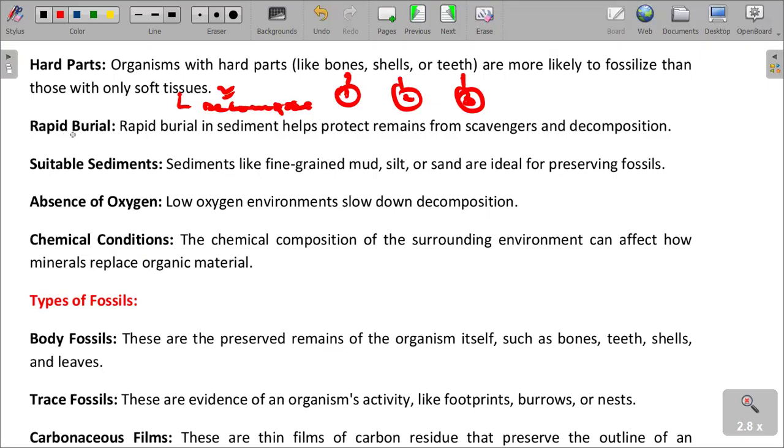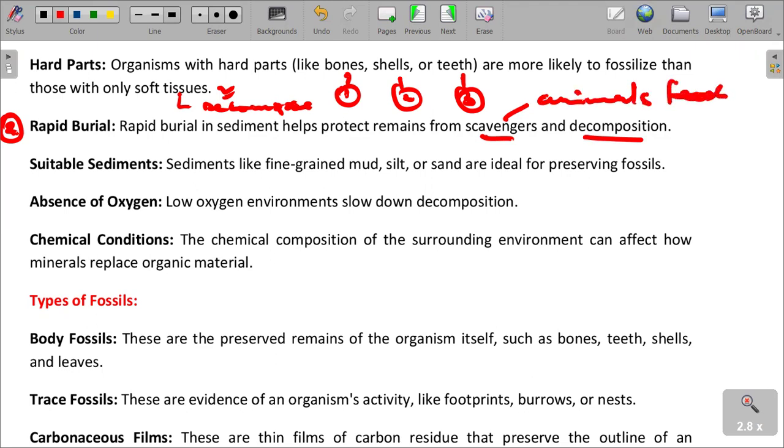There must be rapid burial. For fossilization to take place, there must be rapid burial in sediment. Rapid burial in sediment helps protect remains from scavengers and decomposition. We are talking about animals that feed on dead carcasses; these are scavengers.